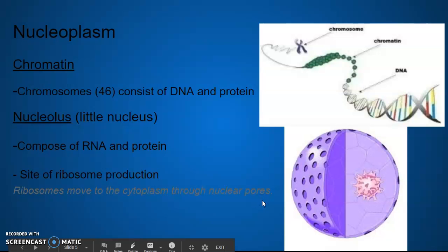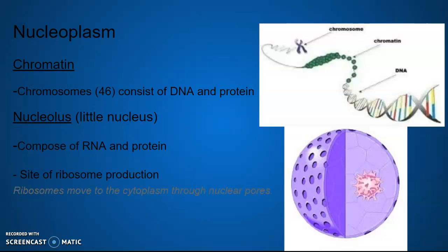Another part of the nucleus will be the nucleoplasm, which is a fluid which has structures such as the chromatin and the nucleolus. The chromatin consists of 46 chromosomes, and during cell division, we are able to see the chromatin fibers.